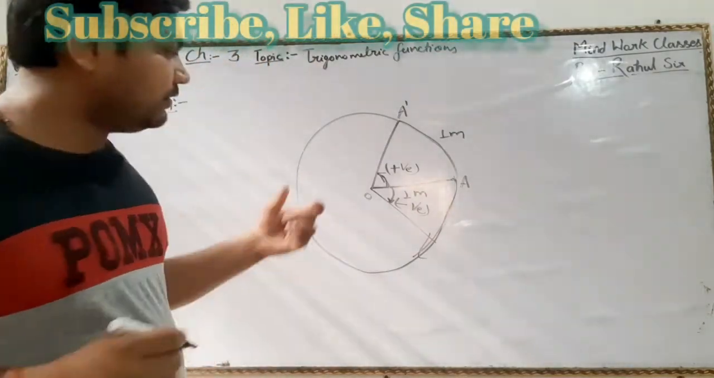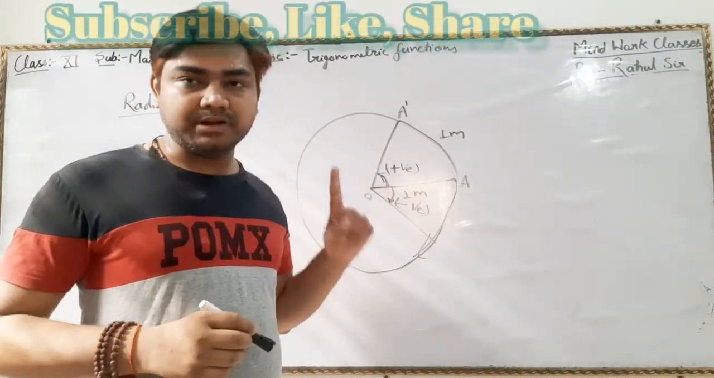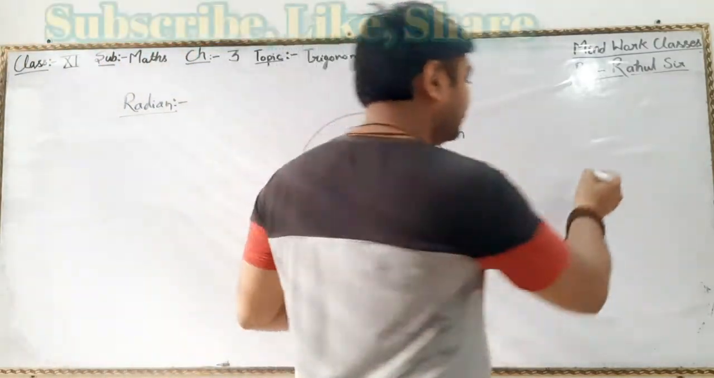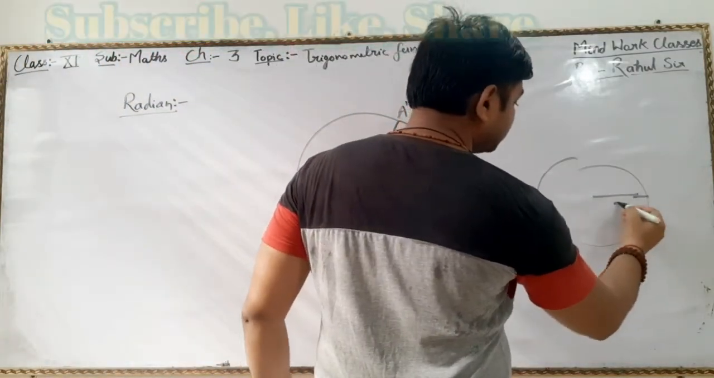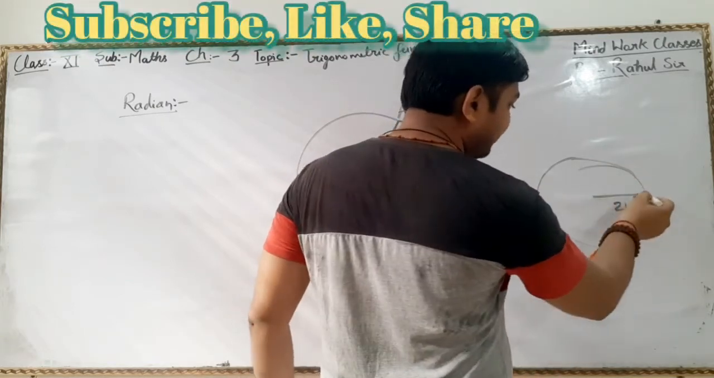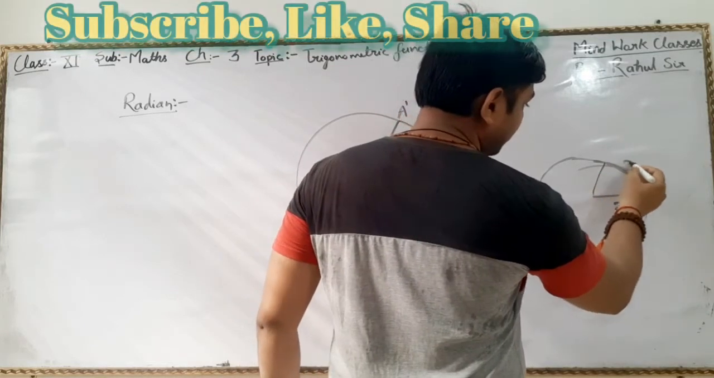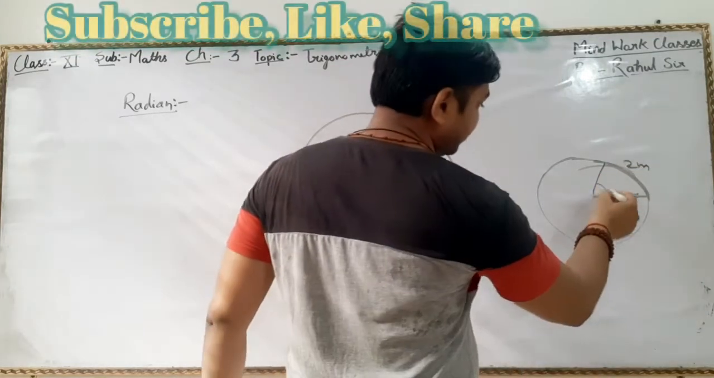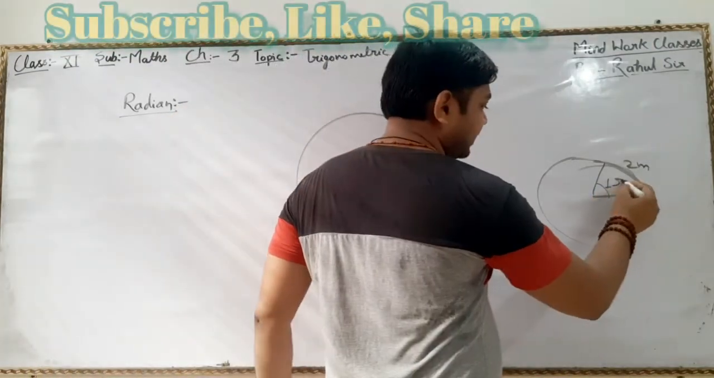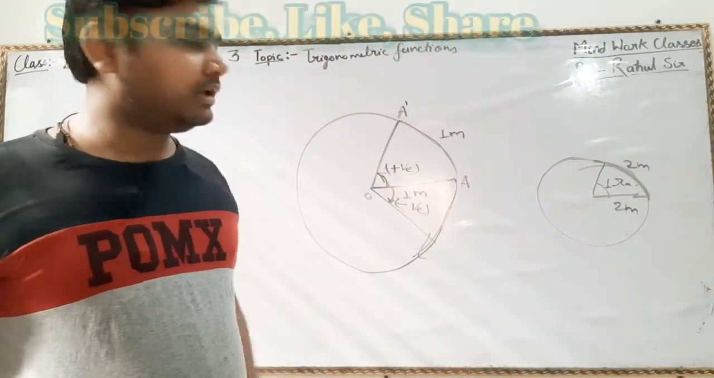Now in this case we have taken length 1 meter. Another case is also possible, like we can take the radius as 2 meter. But if we take the radius 2 meter, then we have to travel 2 meter along the circumference also. In that case, again the angle will be 1 radian.